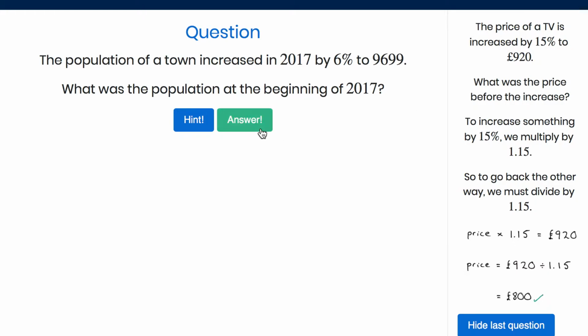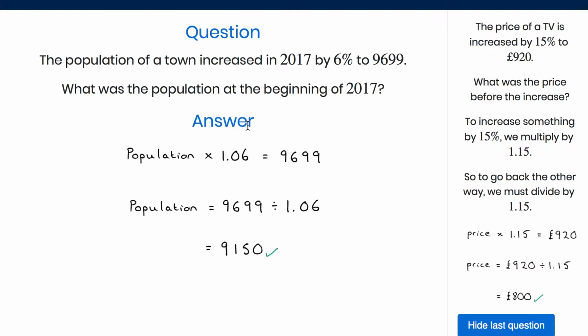Okay, here is the answer. The multiplier to increase something by 6% is 1.06. And this is because 100% plus 6% is 106%, and 106% as a decimal is 1.06. So the correct answer is population times 1.06 is equal to 9,699, meaning that to go backwards we need to do 9,699 divided by 1.06, and that gets our initial population of 9,150.